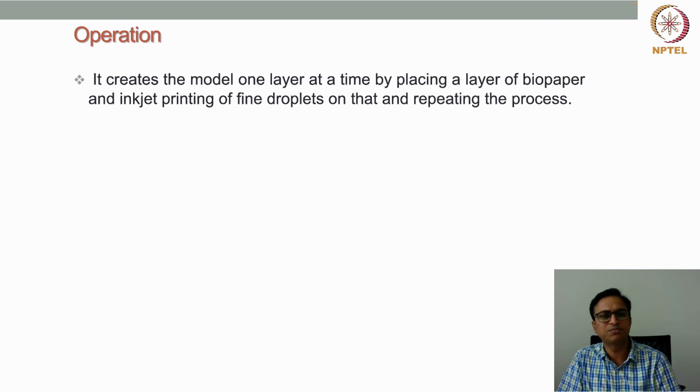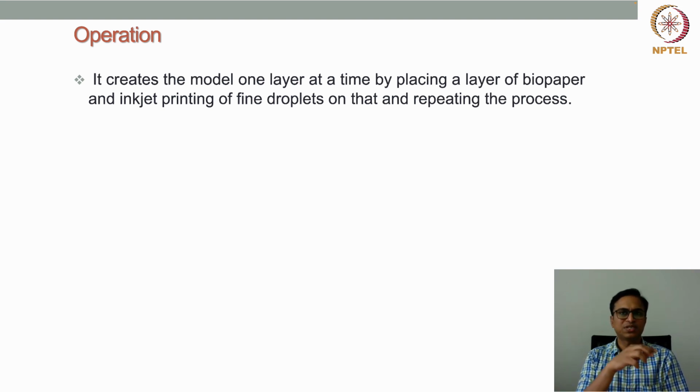If you look at the operation of this technology, it creates the model one layer at a time by placing a biopaper and putting droplets on top of this biopaper, then putting another biopaper on top of this. Because here we use droplets, we cannot create a 3D structure with droplets alone. So a support layer called biopaper is used to develop the 3D structure. One layer of biopaper is put on the printing stage, then the droplets are placed on top of that and patterned.